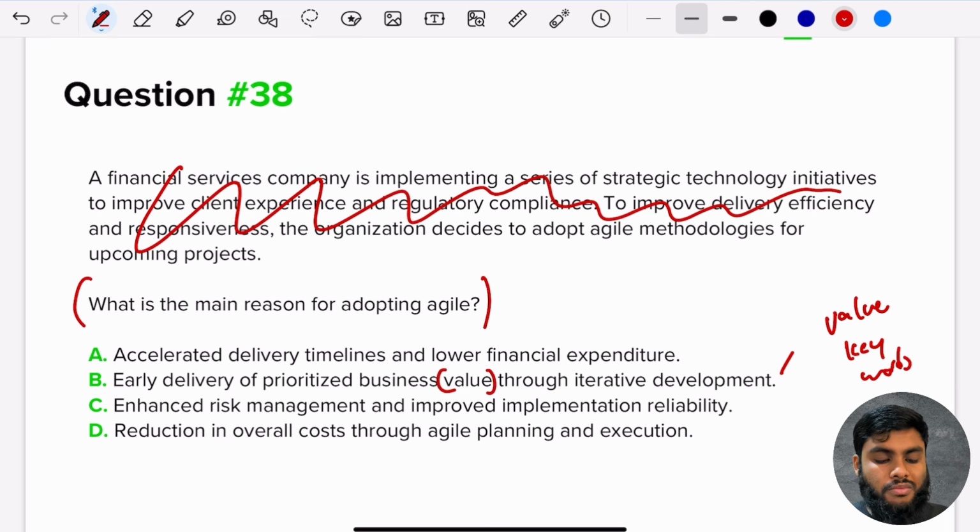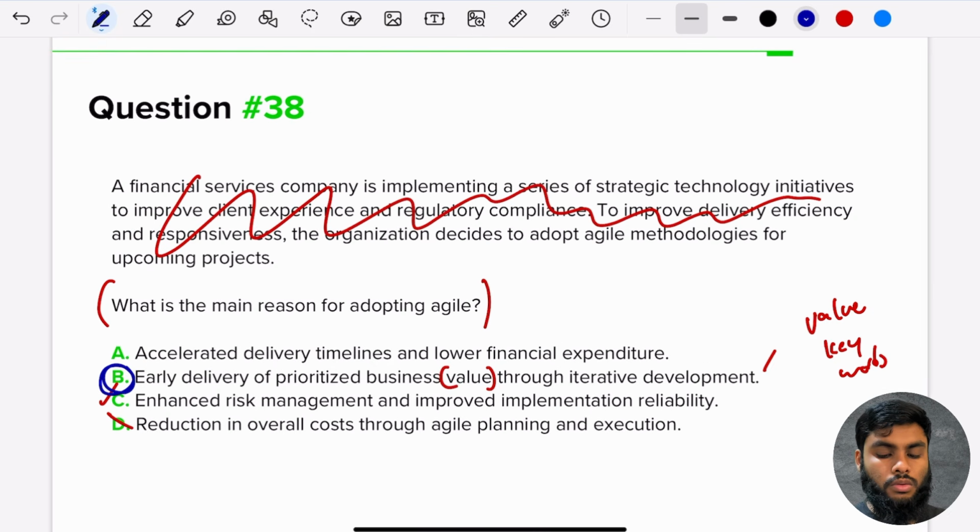But I wouldn't say it's the main reason for adopting Agile. The main reason, if you look at the definition of Agile, is summarized in B. So C is a good answer. It's one of the objectives of Agile, but B is the main reason for Agile. Reduction of overall costs through Agile planning and execution. So we said this before, that's not always the case. So the best answer here, guys, is going to be C. I'm sorry, B.